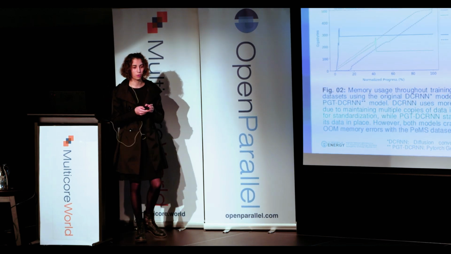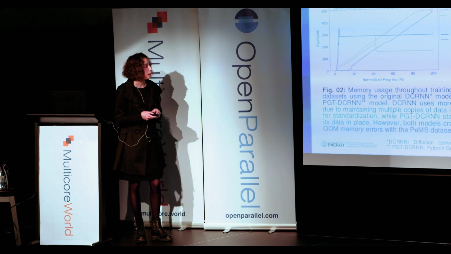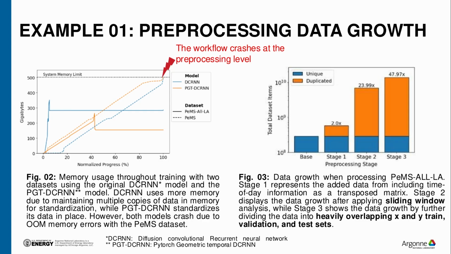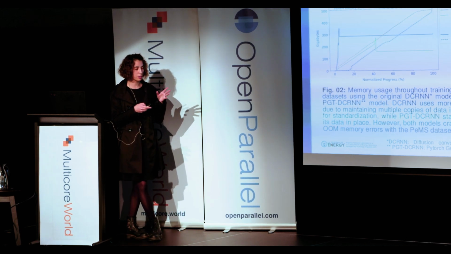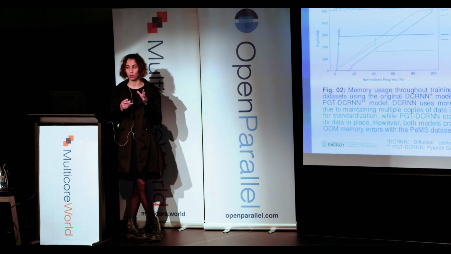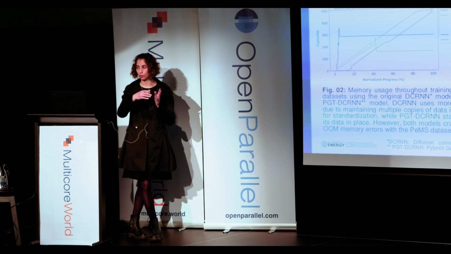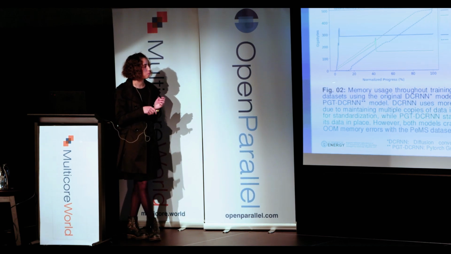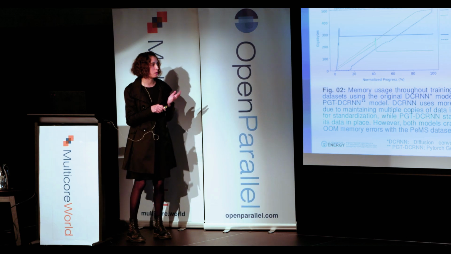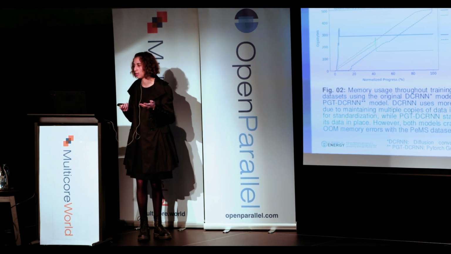So we had to look into this pre-processing pipeline. The largest data set in traffic predictions is called PEMS. It's collected from sensors all over California. And this pre-processing workflow actually crashes before we even get into the training. When we see this data growth, we say, okay, we cannot do it on a single node, so we're going to distribute the data.